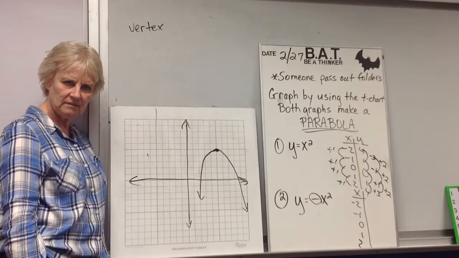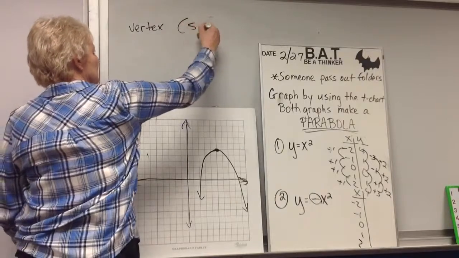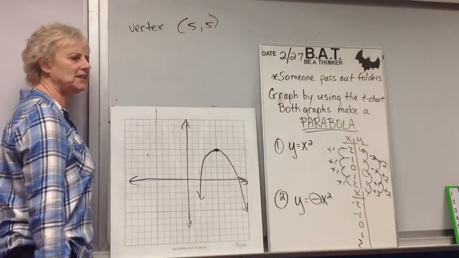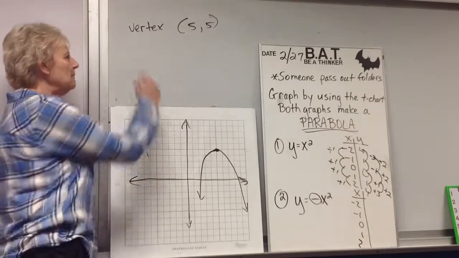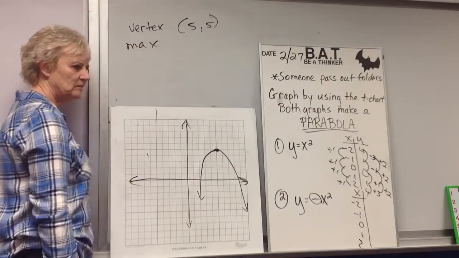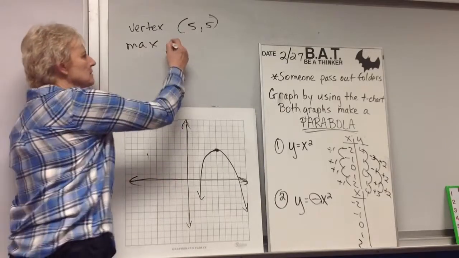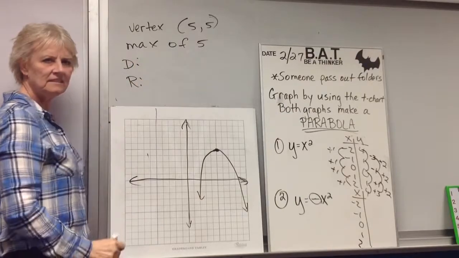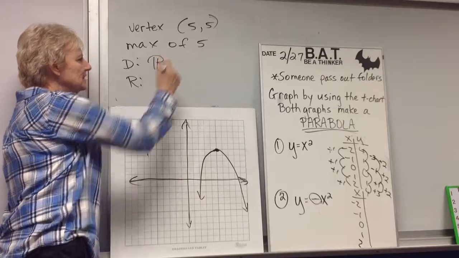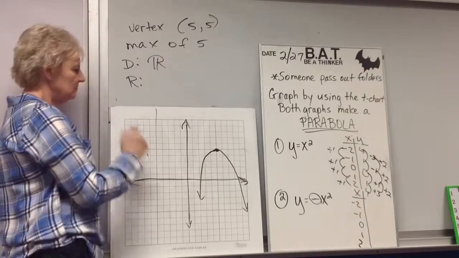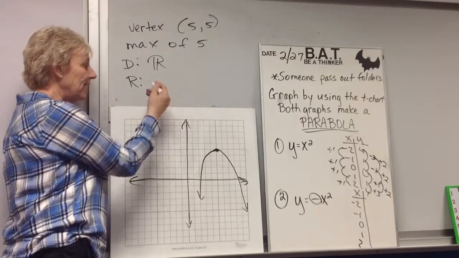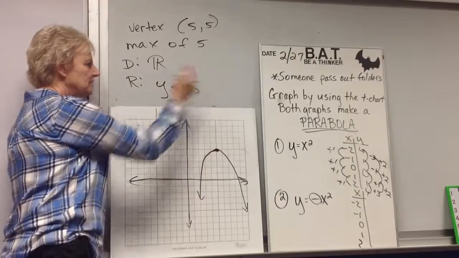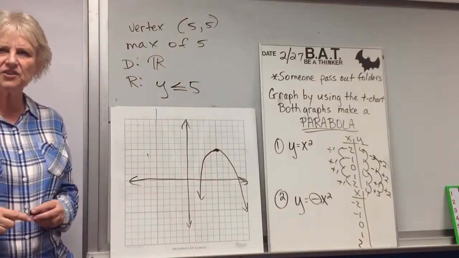5, 5. Good job. Right 5, up 5. What is it, a minimum or a maximum, Charlie? It's a maximum. Maximum of what? 5. Okay? Domain. All real numbers. Range. We can't just say 5. Less than or equal to 5. You with me? So far, so good?